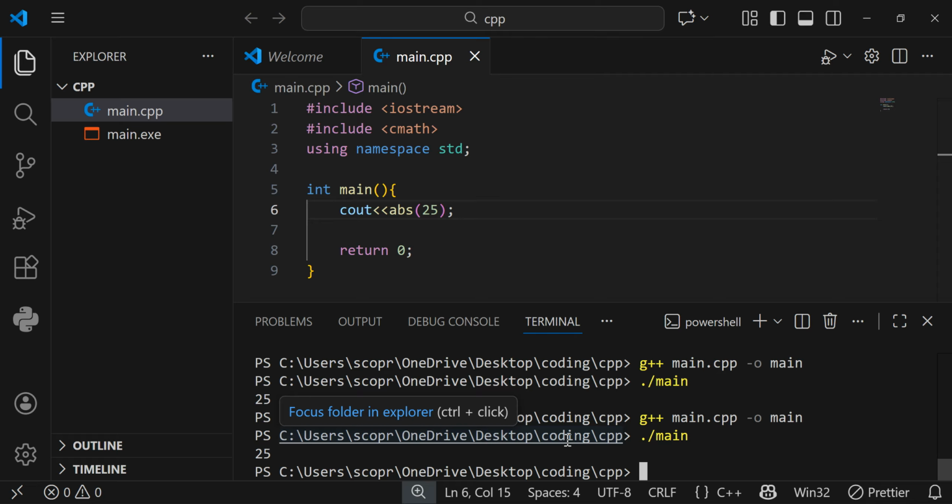Let us take a look at another function, which is the round function, and this one rounds numbers. The round function rounds to the nearest whole number.